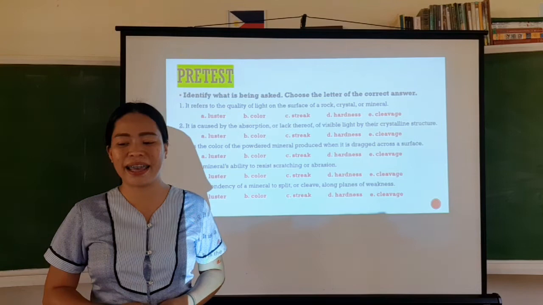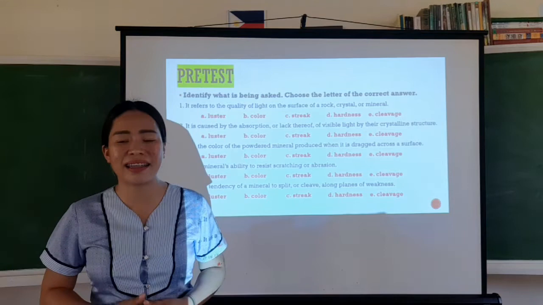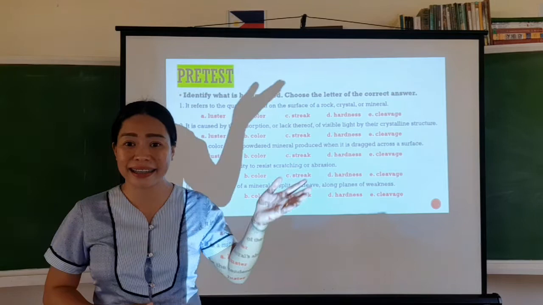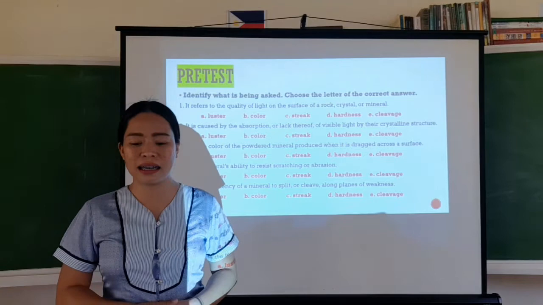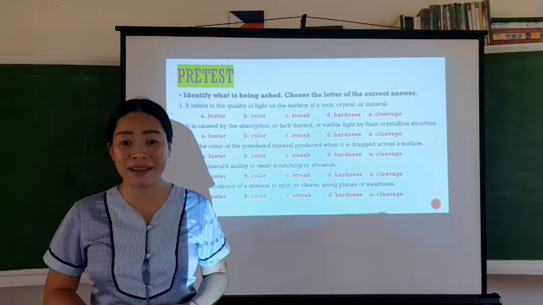Okay, check your own work. Be honest. Number 1, the answer is? Very good, it's letter A, luster. Number 2, the answer is? Letter B, color. Number 3, the answer is? Letter C, streak. And number 4, the answer is? Letter D, hardness. And last, number 5, letter E, cleavage.